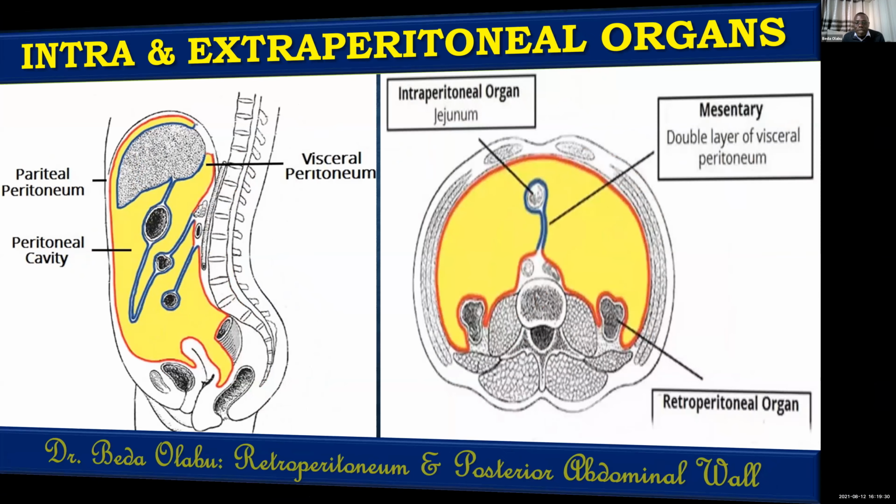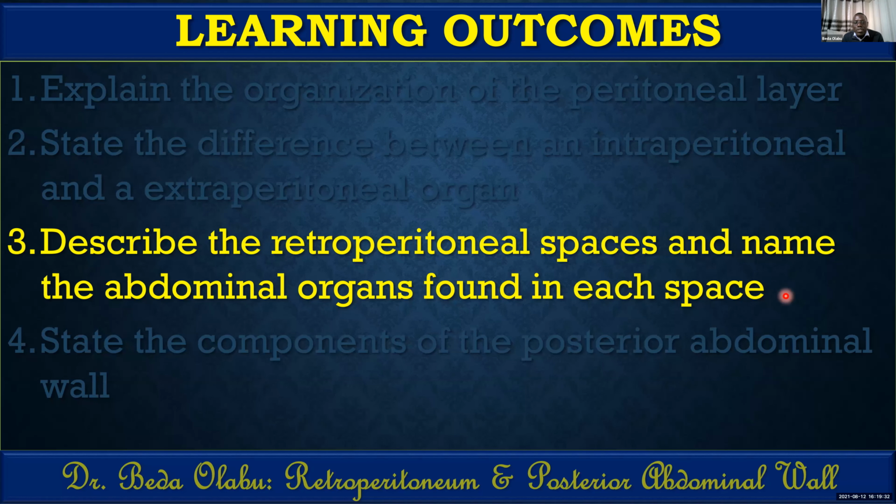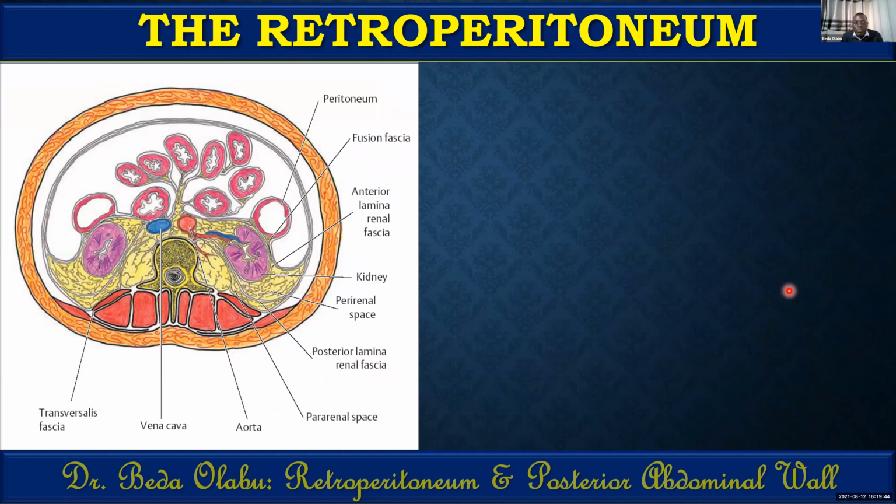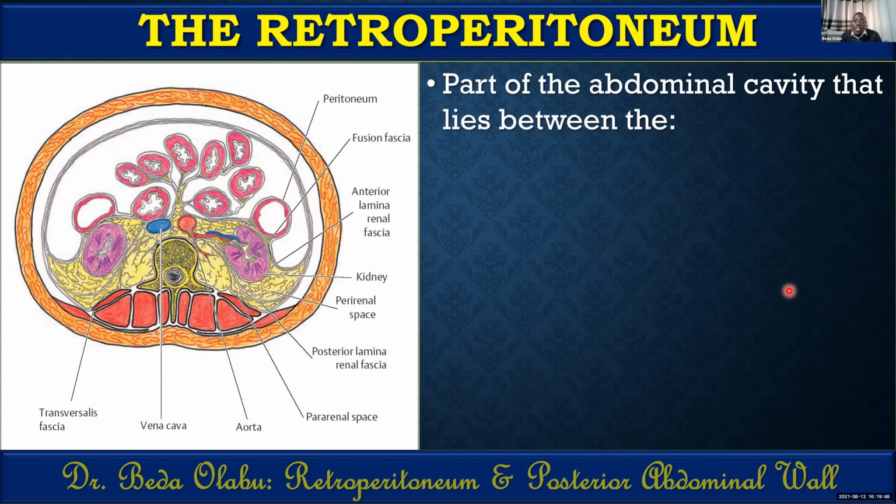So having explained that, let's now talk about the retroperitoneal spaces. We will take this chance to also name the organs which are found in each of the spaces. Perhaps this way we are going to take more time then. So start by defining the retroperitoneum.